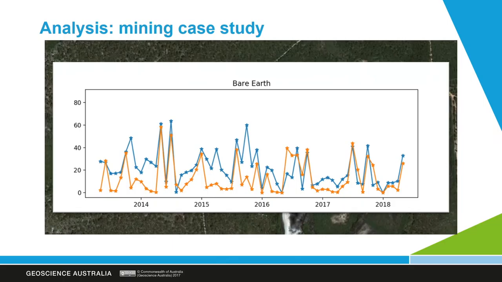So we have another product called Fractional Cover, which looks at the amount of area in a pixel that is covered in either bare earth or vegetation, wet, healthy vegetation or dry vegetation. And here, if we have a look at the bare earth component of that fractional cover for those two polygons, the blue area is the Peppa Pig mine site, and so it's got more bare earth than the native vegetation.